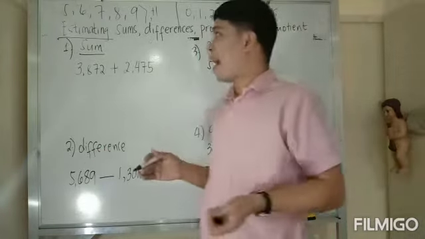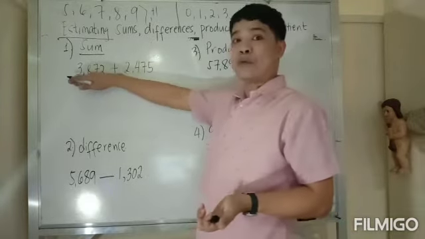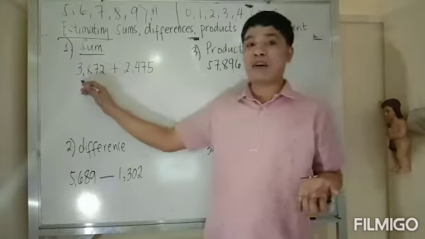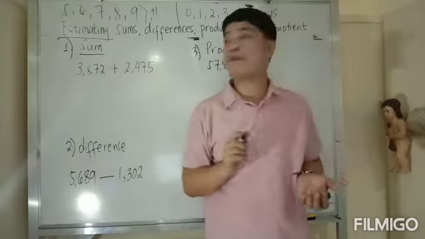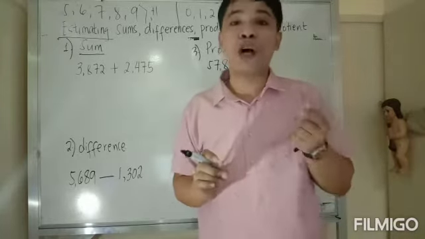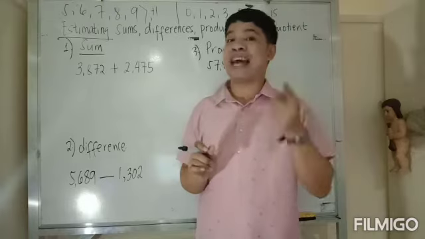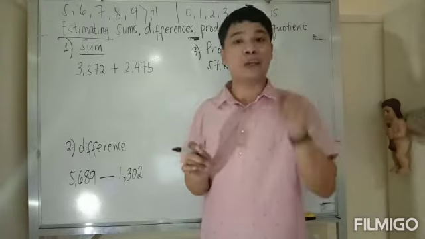Now here we have sum. Estimate the sum of these two addends. We have here 3,872 plus 2,475. So before you add that one, guys, you are going to estimate first the addends before you add. That is the first thing you will do.